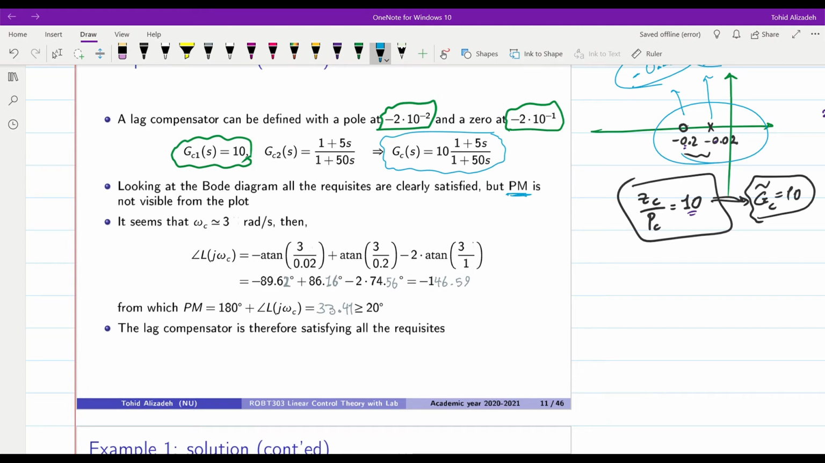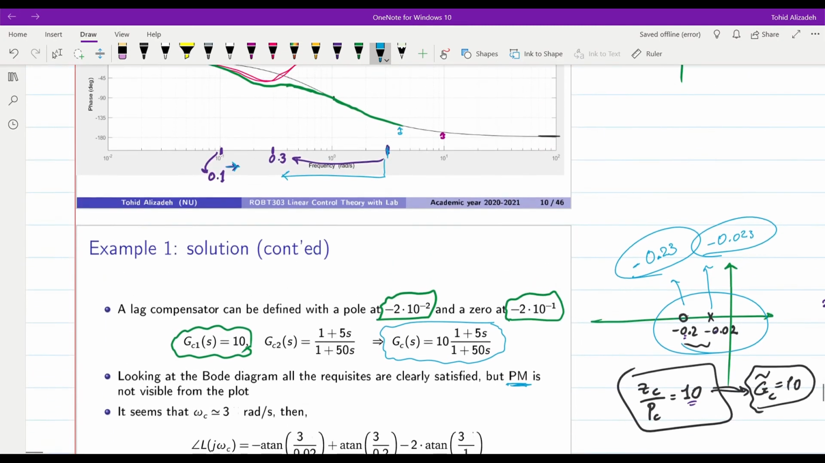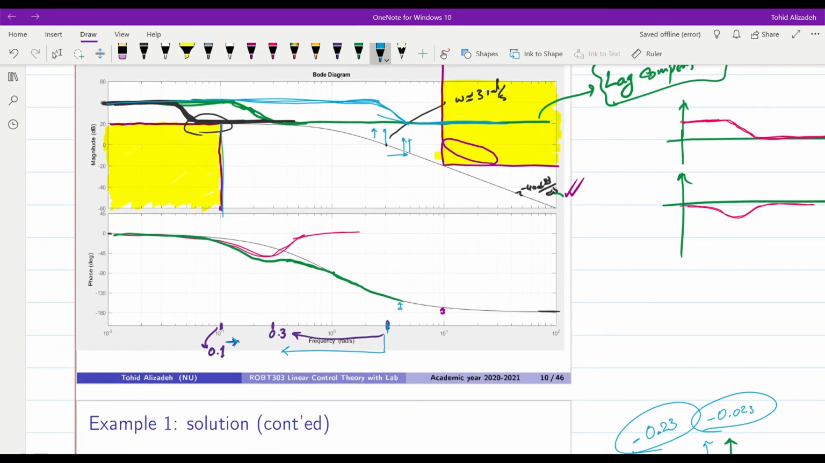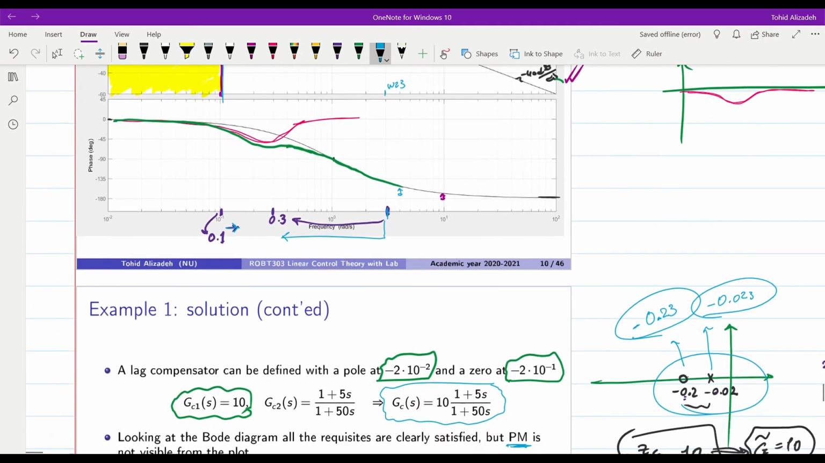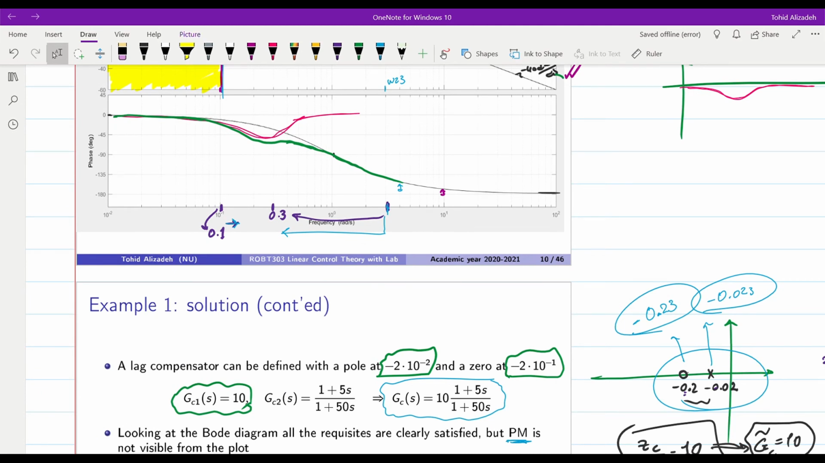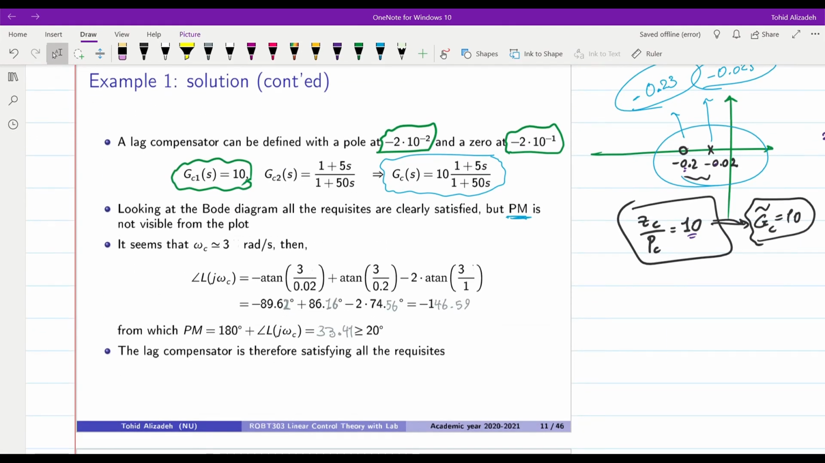The phase margin will be obtained at the frequency at which we have the amplitude equal to 0 dB, or 1. So this is omega equal to 3. The 3 radians per second is the crossover frequency. At that frequency, we can calculate the phase of L of j omega, which includes the controller and also the plant itself. So these two terms are from the controller, GC, and this term comes from the plant itself.